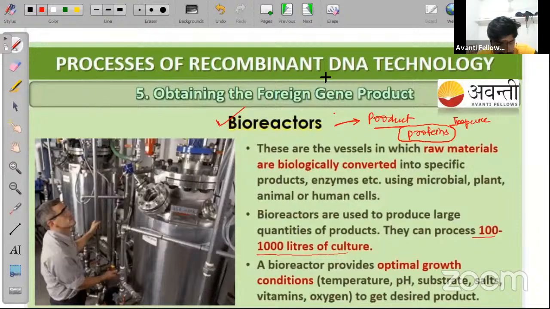For the purification of these products or proteins, we have to go through another process. That process is called downstream processing. Right, guys? We'll be talking about that downstream processing. Before that, again, I got a few doubts, I guess.